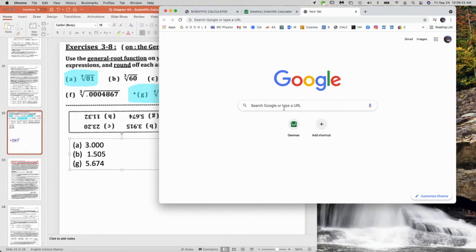Oh yeah, I know why. You're typing in the wrong root button. You're typing in the regular square root button. Okay, so let's take a step back, everybody. The most critical question is A.